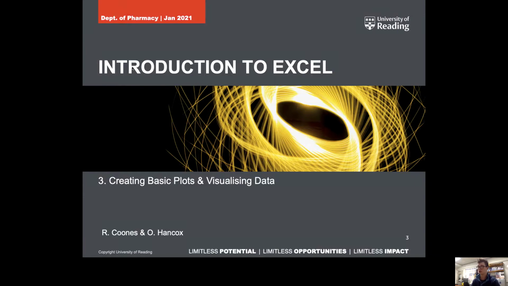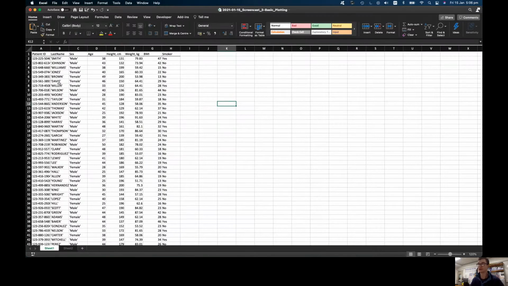This time we're going to be talking about, once you've got a data set, creating some basic plots and using Excel to visualize your data. So the first thing I'm going to do is open up my data set. As you can see here, it's a simple list in columns A through H of some information about some patients. They have patient ID, their last name, their gender, age, height, weight, BMI, and their smoker status.